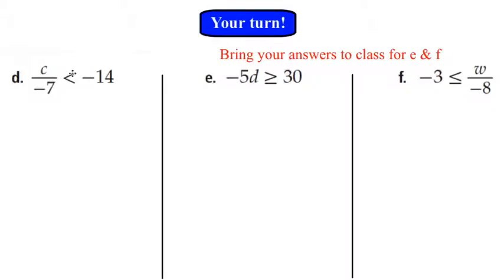All right, I'm going to work through D with you. We have C divided by -7 less than -14. So in order to get C by itself, we need to go ahead and multiply by -7. So I'm going to do that here. -7 times C over -7 is less than -14 multiplied by -7. Okay? So the -7's will cancel on the left-hand side. And I'll have C, now I need to flip that inequality, is greater than, negative times a negative is a positive, and that looks like that's going to be about 98.